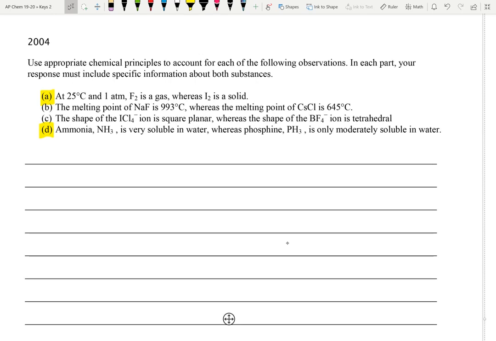All right, for our next question, I'd like to look at 2004 in the Intermolecular Forces Free Response Questions assignment with you. And again, look at just a couple of the parts. There are 4 parts here.